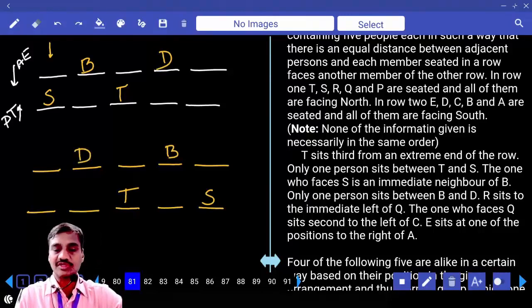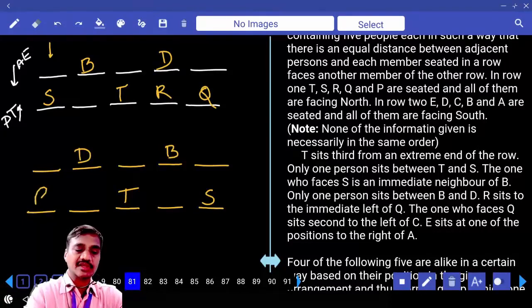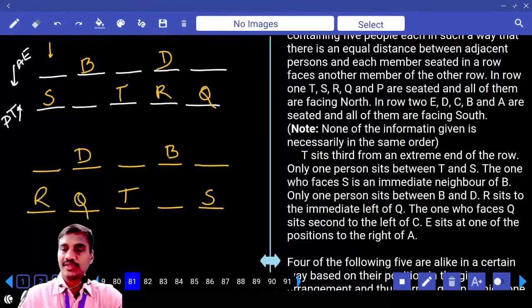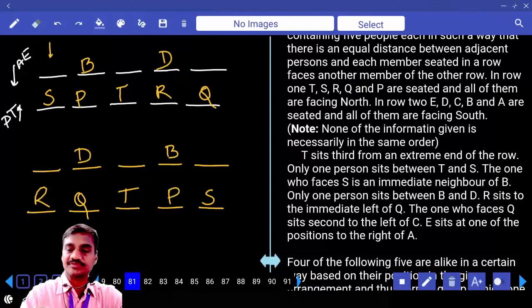And R sits to the immediate left of Q. R and Q are adjacent to each other, out of which R is to the immediate left of Q. And here again R is to the immediate left of Q. And next one, if R is here, then who is the person left over? P is the person left over, and here also P is left.